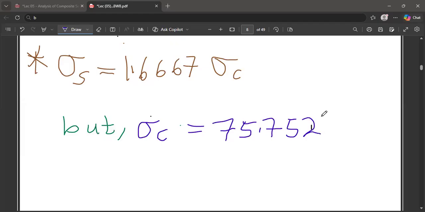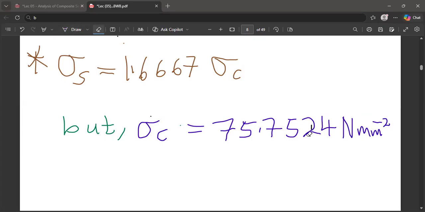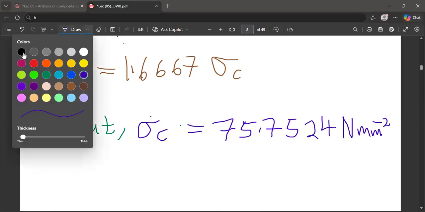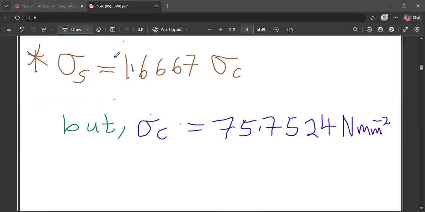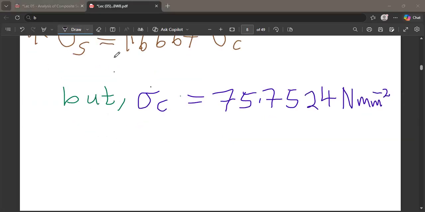75.7524 Newton per millimeter squared. Exactly. So finally, we can just put it into it and then we are good to go.